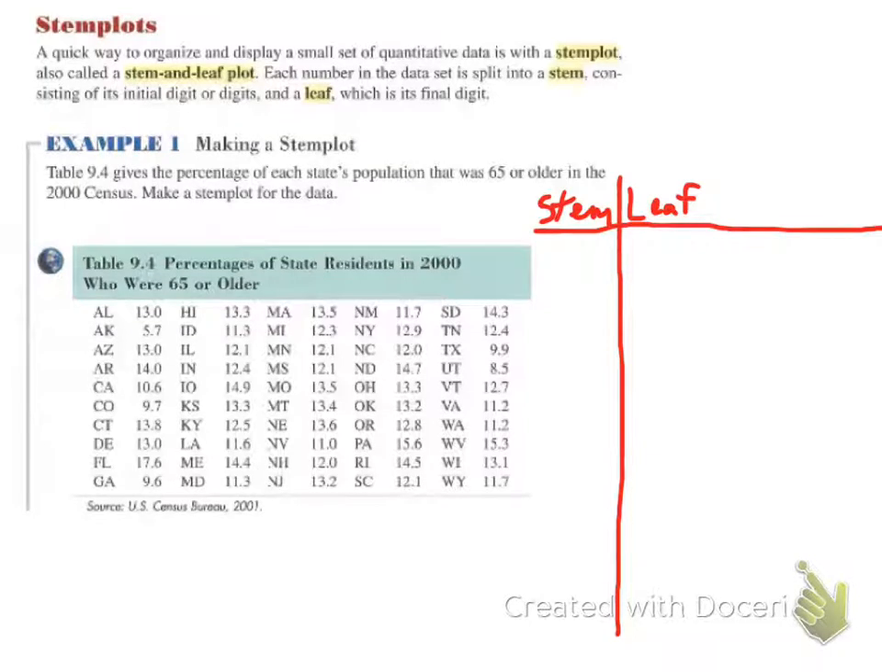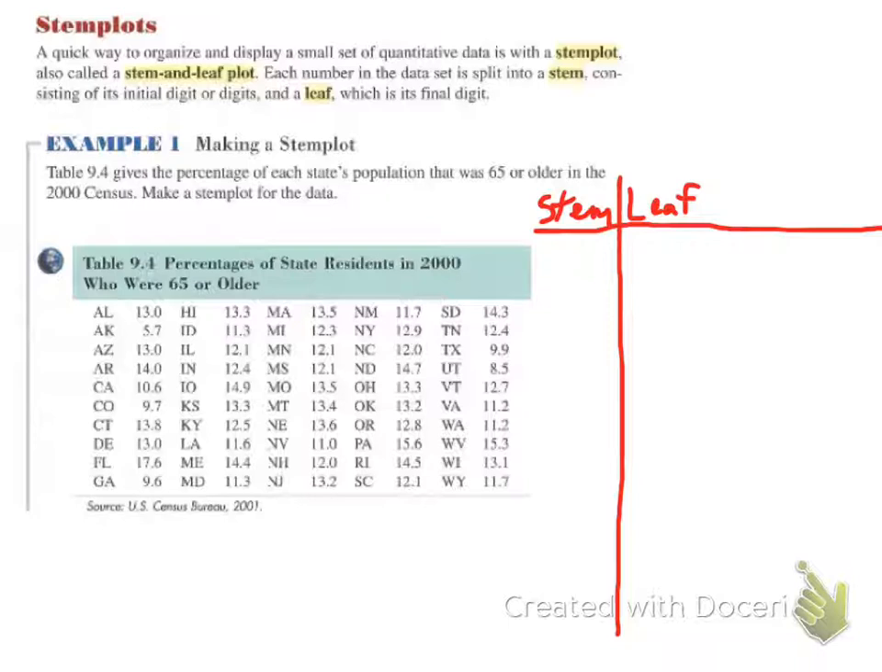Okay, so the first thing we're going to talk about are stem plots. Now, that stem plot is the same as stem and leaf plot, okay? You can see the definition there. The stem consists of the initial digit or digits, and the leaf, which is the last digit. So in this table, okay, this is a table of the percentage of each state's population that was 65 or older in the 2000 census, and they want us to make a stem plot.